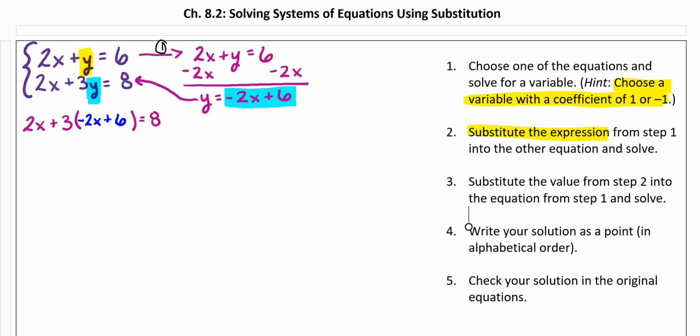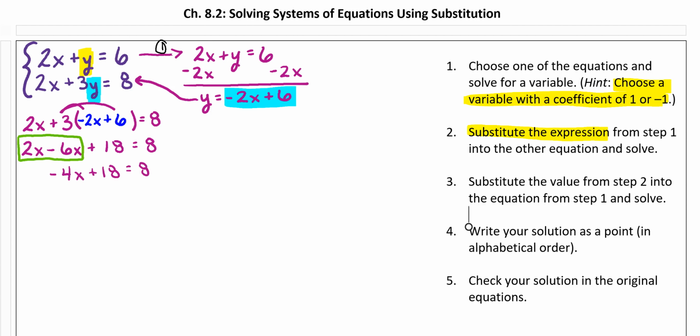So now this is a simple linear equation, and we're going to solve it out. So the first thing we have to do is distribute. 3 times negative 2x is negative 6x. 3 times 6 is 18. And this is going to equal 8. Now our next step is to find our like terms. So these right here are our like terms. So 2x minus 6x is negative 4x plus 18 equals 8.